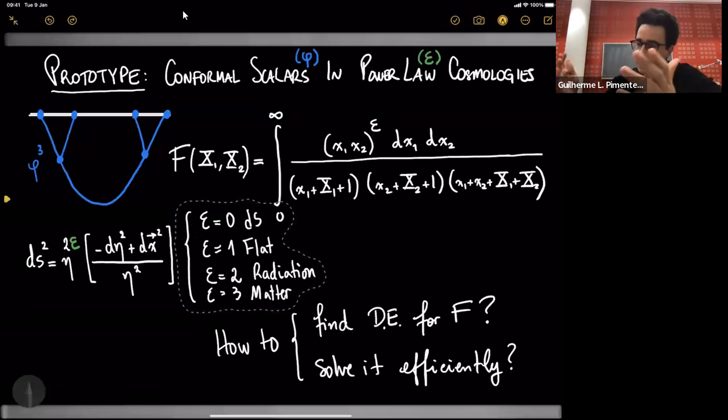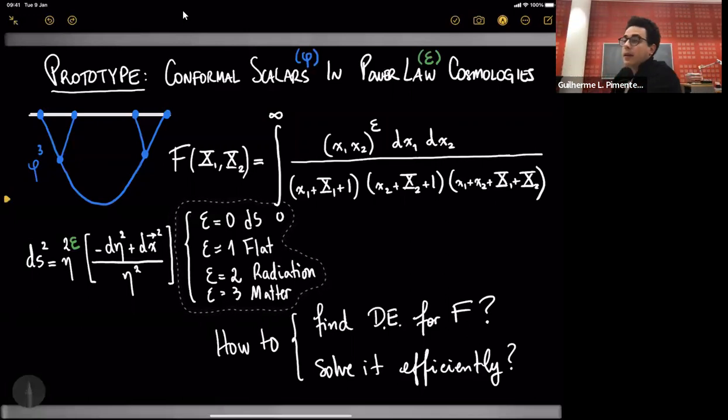Epsilon equals 0 is just de Sitter space or inflation. Epsilon equals 1 is flat space. Epsilon equals 2 is a radiation-dominated universe. Epsilon equals 3 is a matter-dominated universe. And there's some long story of finding a nice integral representation for this 4-point function.